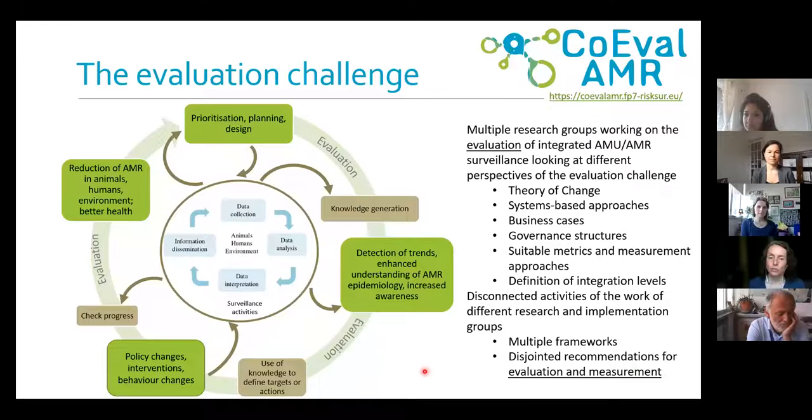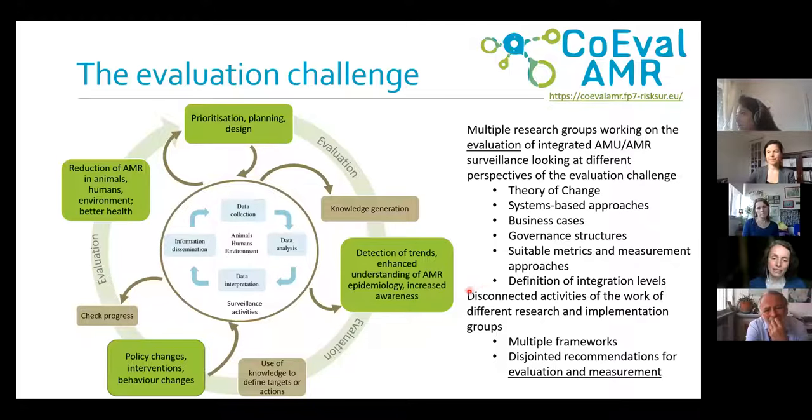Multiple research groups working on the evaluation of integrated AMU and AMR surveillance are looking, for example, at things like the theory of change or how we can use systems-based approaches for surveillance. Some people have worked on a business case for AMR and AMU surveillance. Other people were focusing on common structures, others on suitable metrics and measurement approaches, and some groups are working on the definition of integration levels.